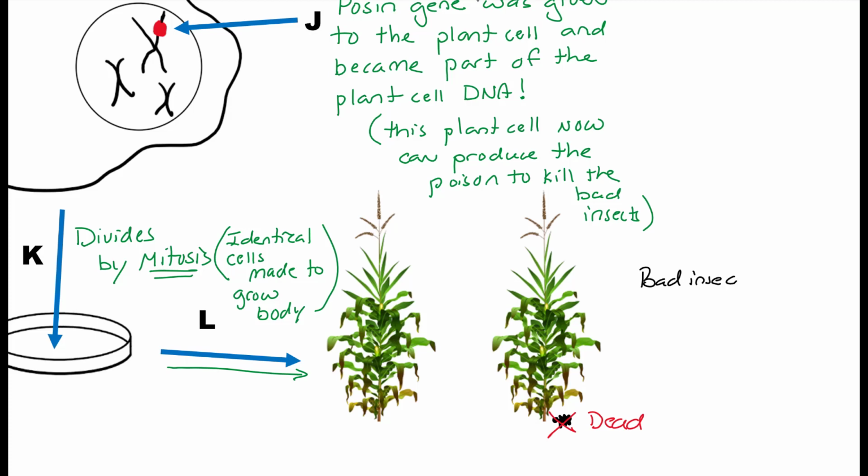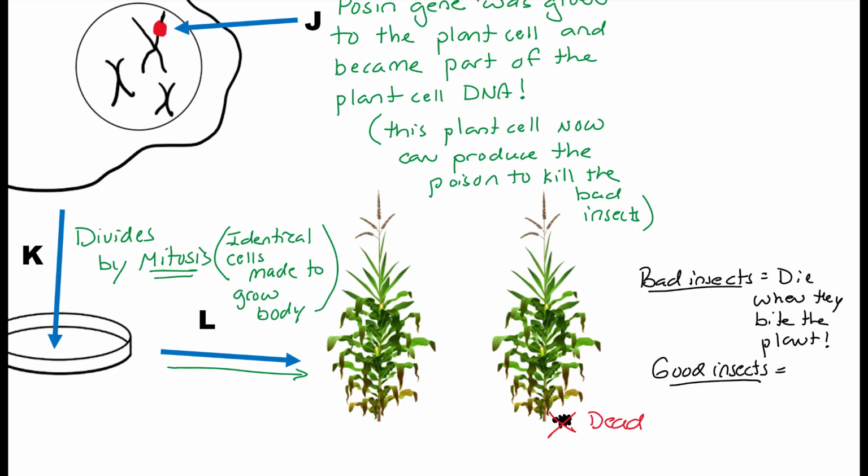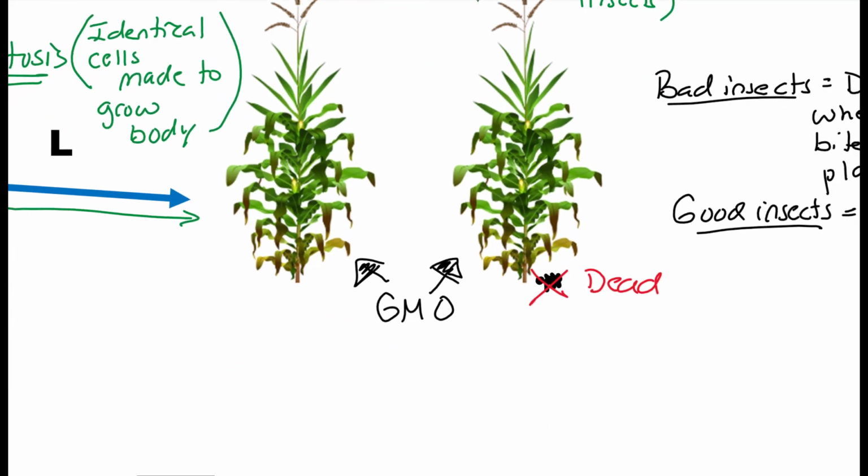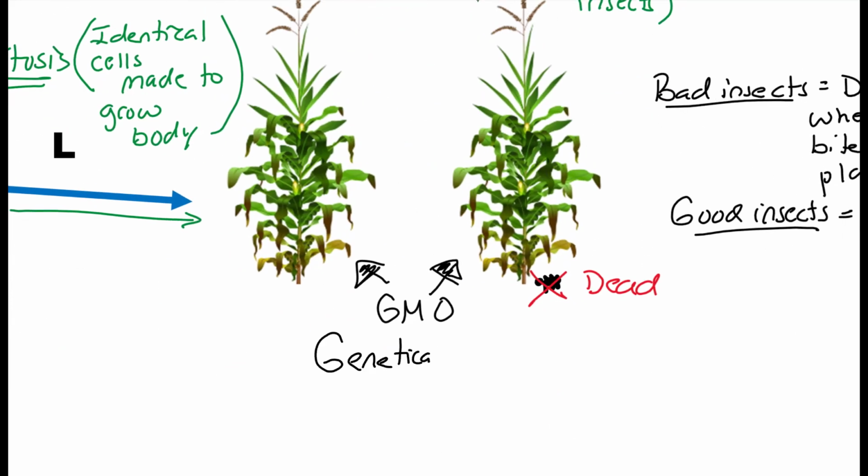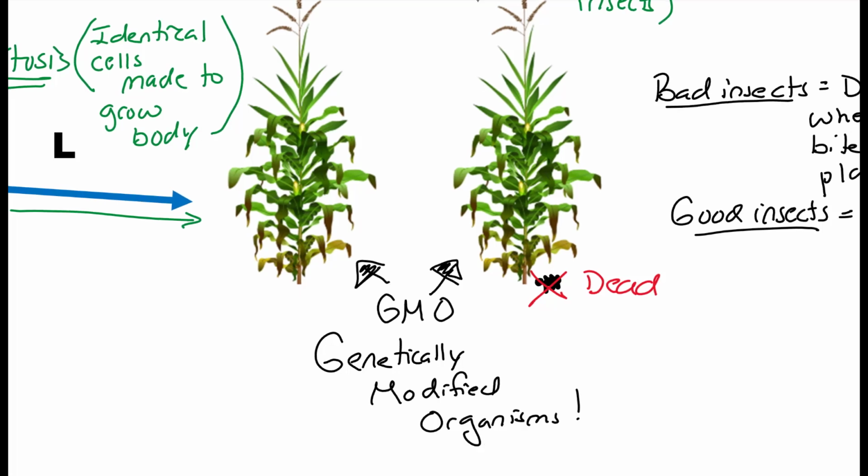If the bug eats any part of that plant, a leaf, a stem, it will die because all the cells make the poison, because they all came from that recombinant or genetically modified cell. The bad insects will die, the good insects are not affected. This is now considered a GMO, or genetically modified plant that makes genetically modified food.